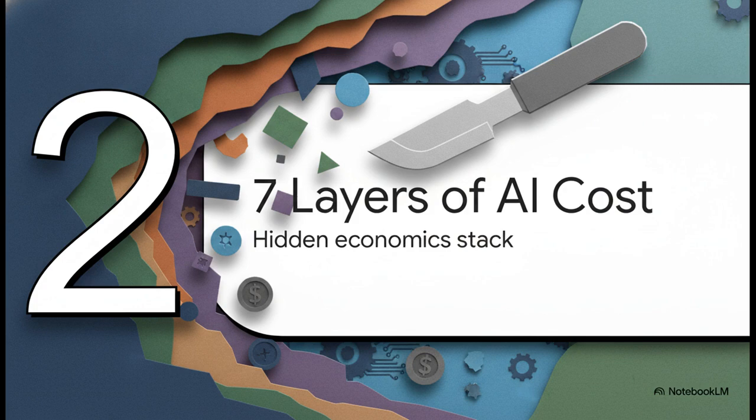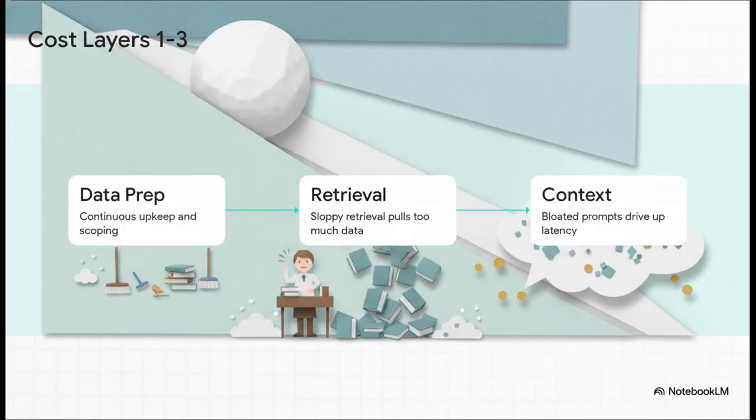Let's stack up all these hidden economics. Think of these first 3 layers like a snowball rolling down a hill, just picking up speed. Step 1 is data preparation. Your knowledge base constantly needs cleaning and updating, which costs money whether users are querying it or not. Step 2 is retrieval. Imagine going up to a librarian and asking for one specific quote, and instead they just dump 20 heavy books right onto your desk. That is sloppy retrieval. And what happens? It silently inflates step 3, context construction. By pulling way too much data, you bloat the prompt. So you're literally bleeding money on every single query before the AI model even starts to type out a response.